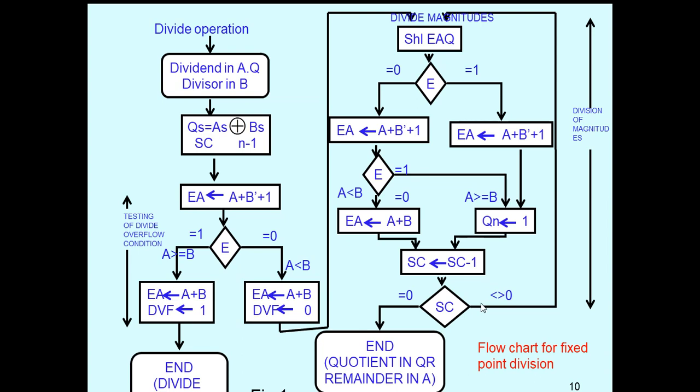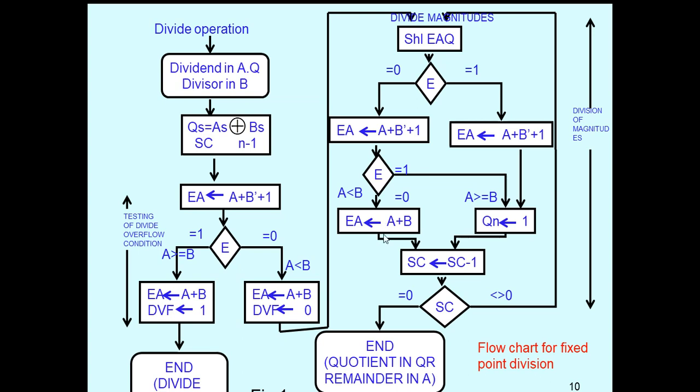Then once again we have to check whether SC reaches 0 or not. If it is not, once again perform the shift left operation. If E equal to 0, we have to do the subtraction operation, and then check whether E equal to 1 or not. If E equal to 1, set Qn equal to 1. Otherwise, once again we have to restore the bits.